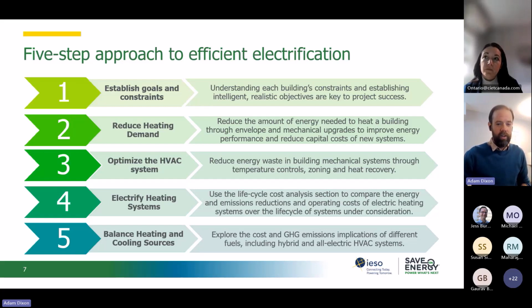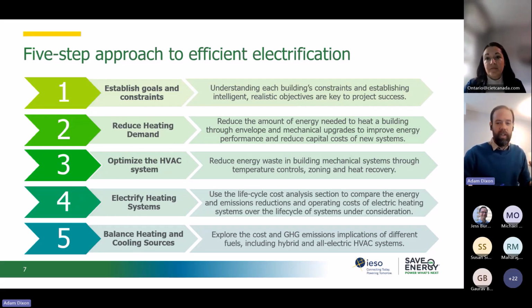If you're familiar with RETScreen, it is federal government energy modeling software where you can explore in a lot of detail, if you know how to use it, the full life cycle and risk analysis on electrifying your heating systems. Then the final step, step 5, is balancing your heating and cooling sources. So explore the cost and GHG implications of different fuels, including hybrid and all electric systems.